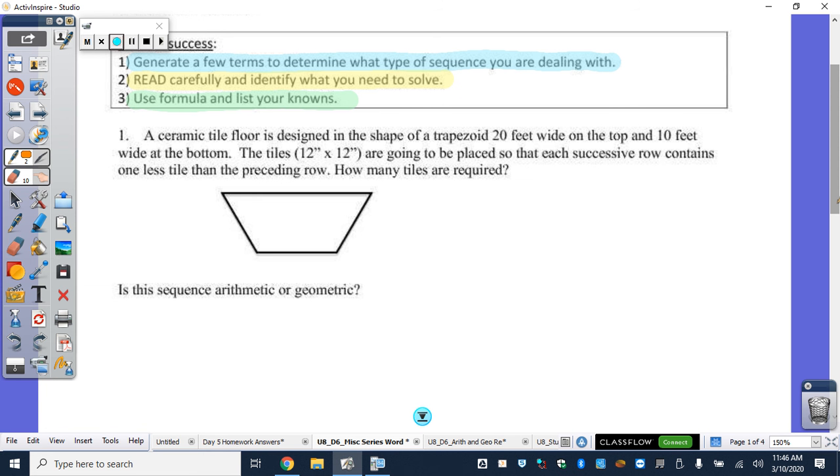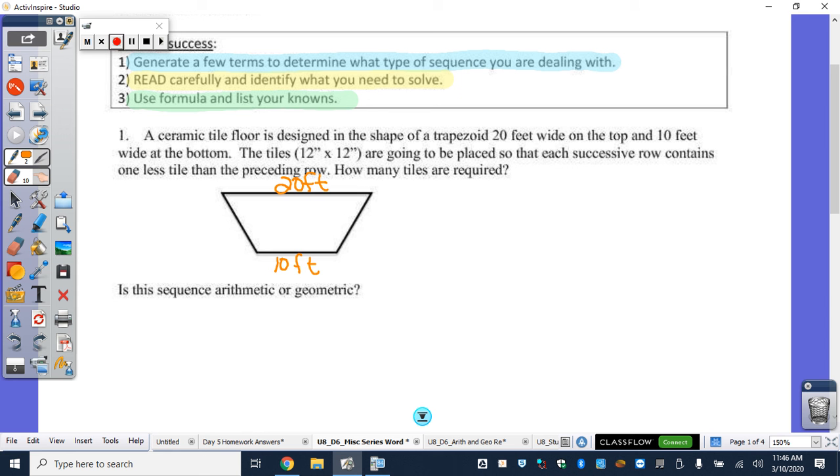So our first one here, we have a ceramic tile floor is designed in the shape of a trapezoid where it's 20 feet wide on the top and 10 feet wide on the bottom. So up top is 20 feet, bottom there is 10 feet. The tiles, which are 12 by 12, which means they're 1 foot by 1 foot, are going to be placed so that each successive row contains one less tile than the preceding row. How many tiles are required?